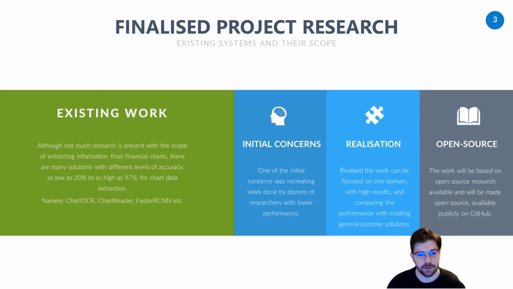So firstly, as I mentioned before, in terms of the existing work, there is not much research in the field of using computer vision to extract data from charts, as it is quite a complex problem. But there are many different levels of accuracy for the different projects that are available, from as low as 20% to as high as 97%. Some of them are ChartOCR and ChartReader. Some researchers have used Faster R-CNN to extract this data, and there are many other solutions that mostly use deep learning or some form of trained convolutional neural network to extract this data.